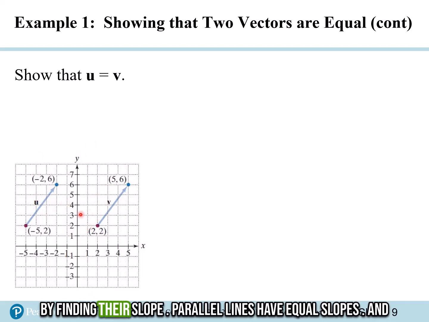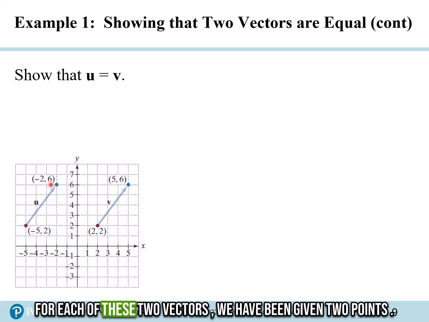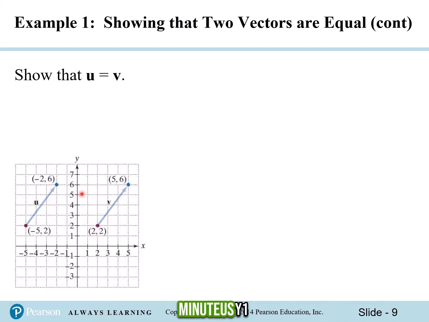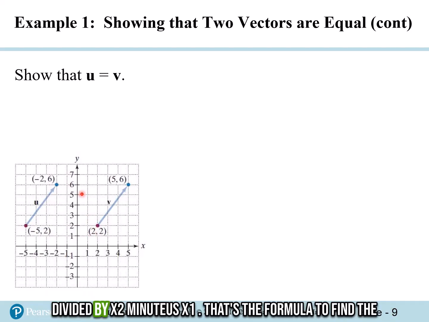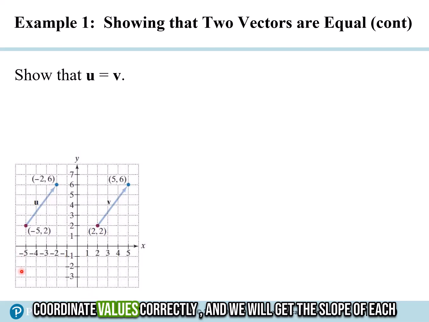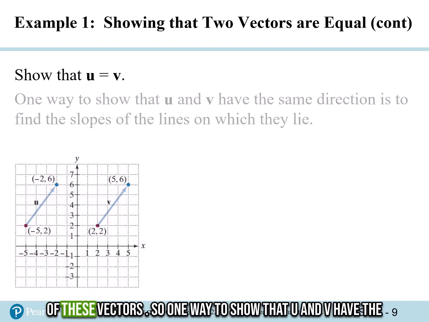By finding their slope. Parallel lines have equal slopes, and for each of these two vectors, we have been given 2 points. Therefore, we can use the formula for the slope, which is y2 minus y1 divided by x2 minus x1. That's the formula to find the slope, and we can plug in these coordinate values correctly, and we will get the slope of each of these vectors.